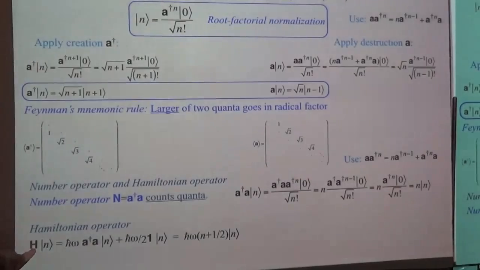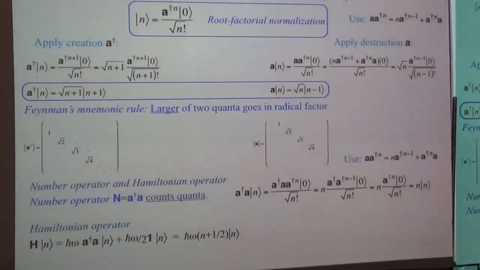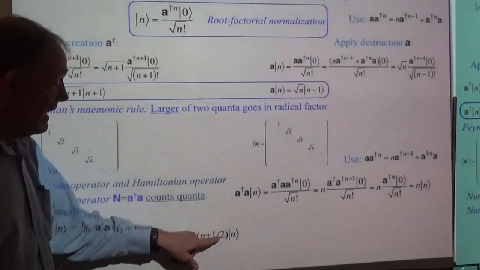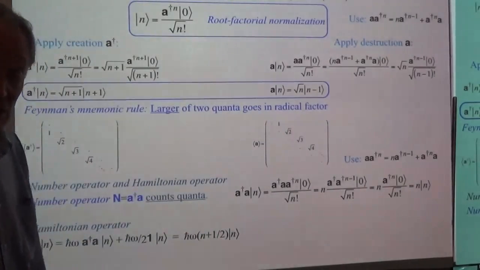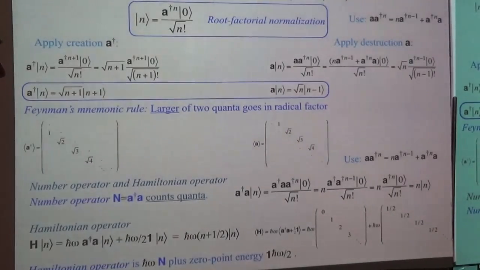But this is the Hamiltonian. Hamiltonian is A dagger A. So all it's going to do is give us n plus a half for a one-dimensional oscillator, or for a two-dimensional oscillator, n plus 1, 2 of these halves, and so forth. Okay, that will be next lecture to deal with that.